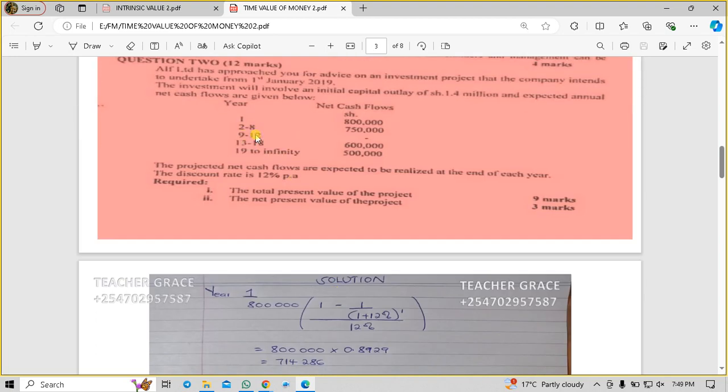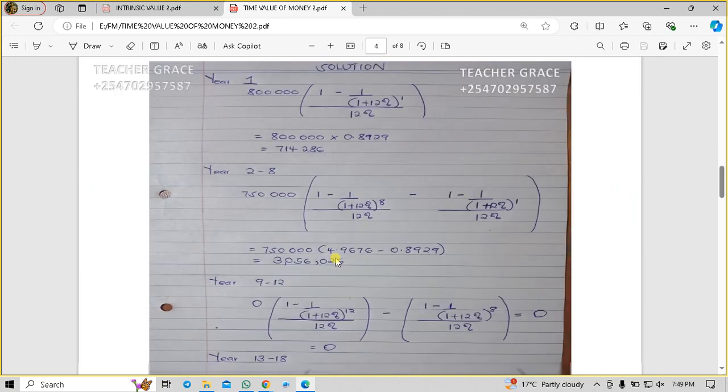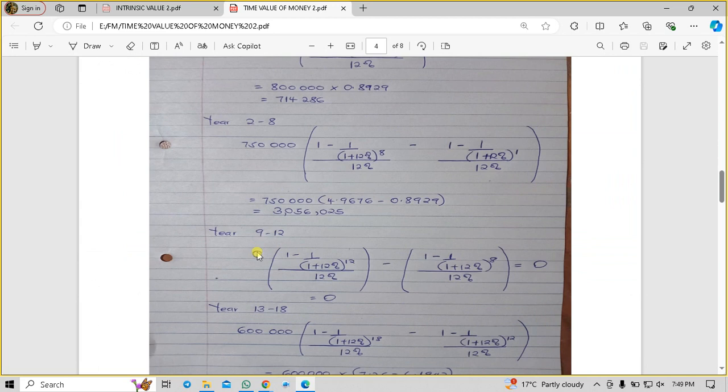We have year 9 to 12. There is no cash flow. So here we did not have any money. We are not expecting any money. So it means that we'll have 0 as our net cash flow. Then you're going to say 1 minus 1 over 1 plus 12% to the power 12, divided by 12% again. 12% is our discount rate. Minus 1 minus 1 over 1 plus 12% to the power 8.